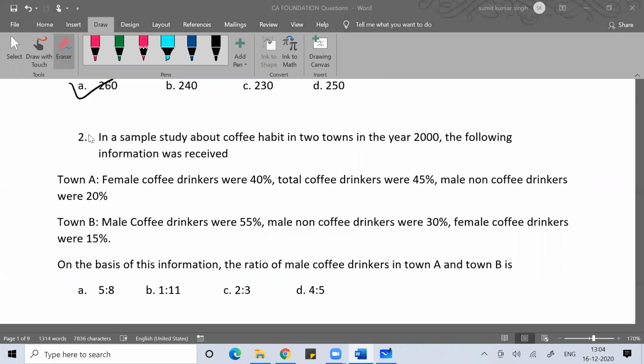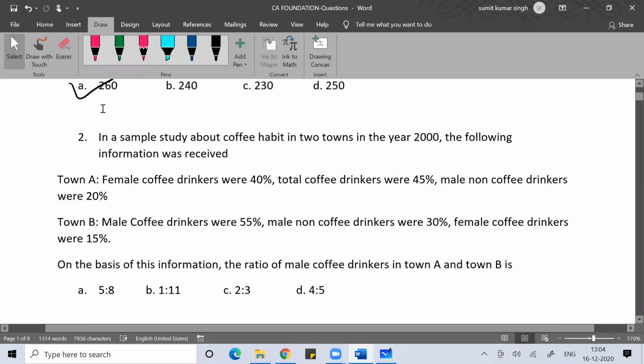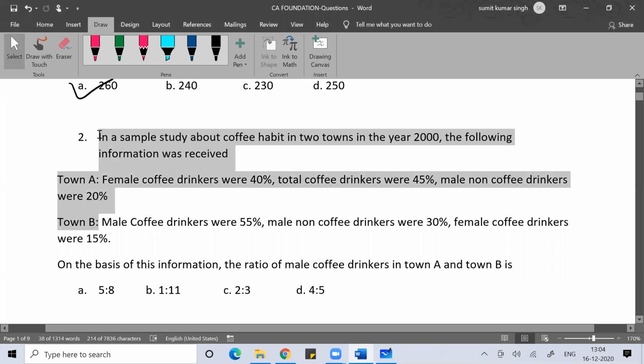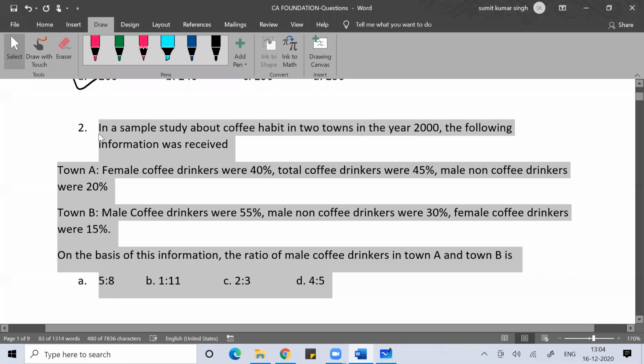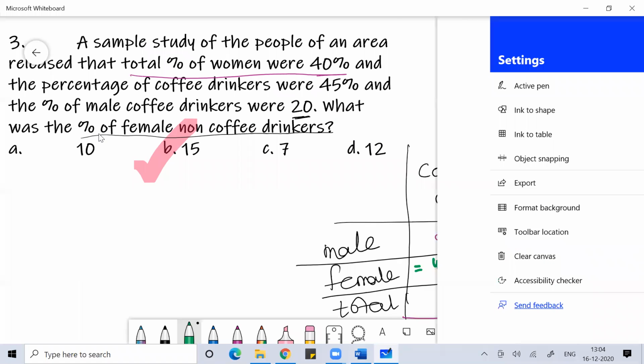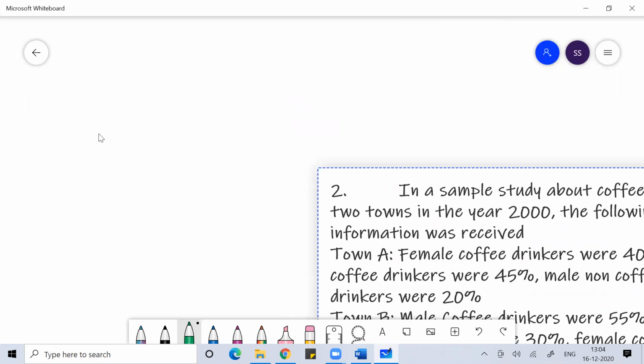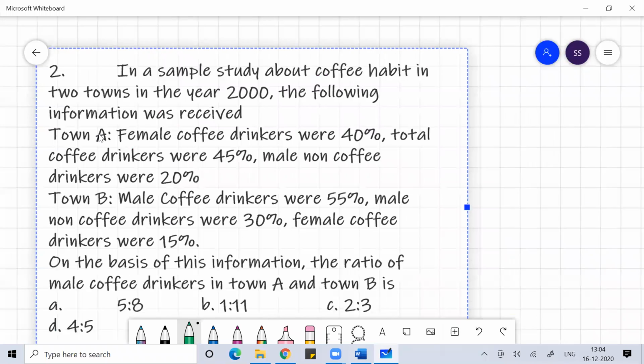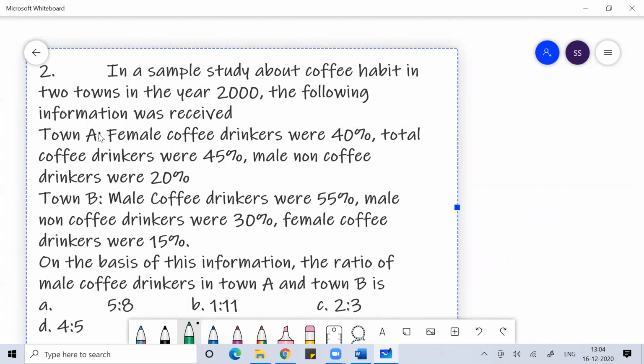Okay, let me do this problem. 5:8 is not the answer. Copy this question. You can see this is a sample study about the coffee habit in two towns in the year 2000. The following information was received, for town A and town B.